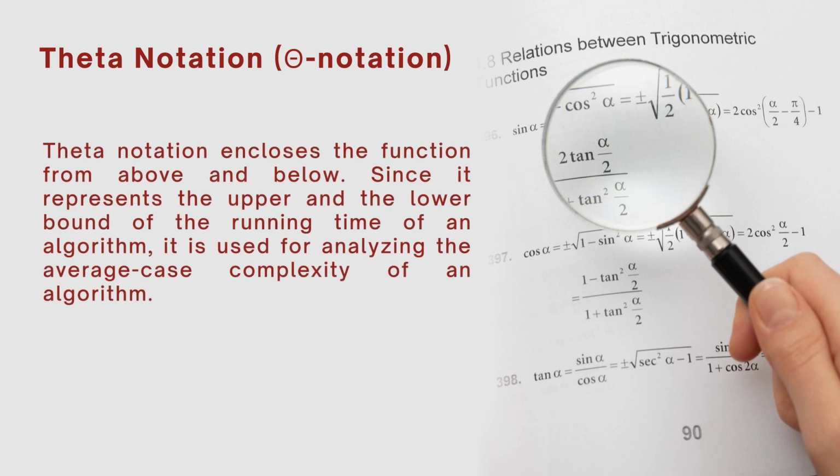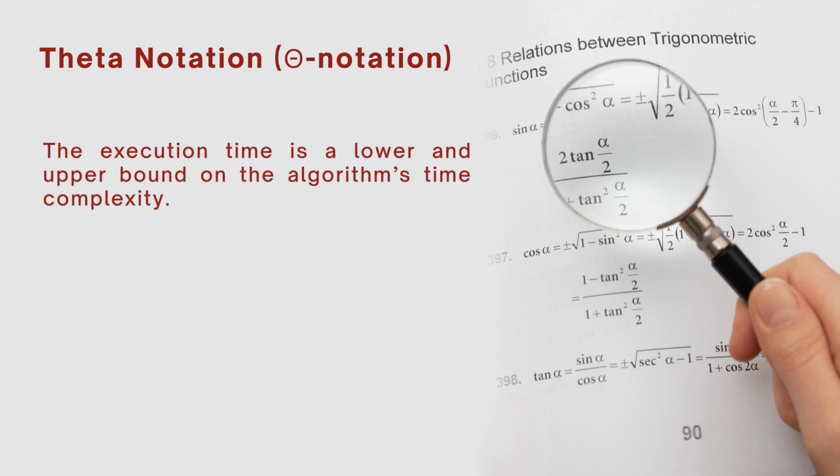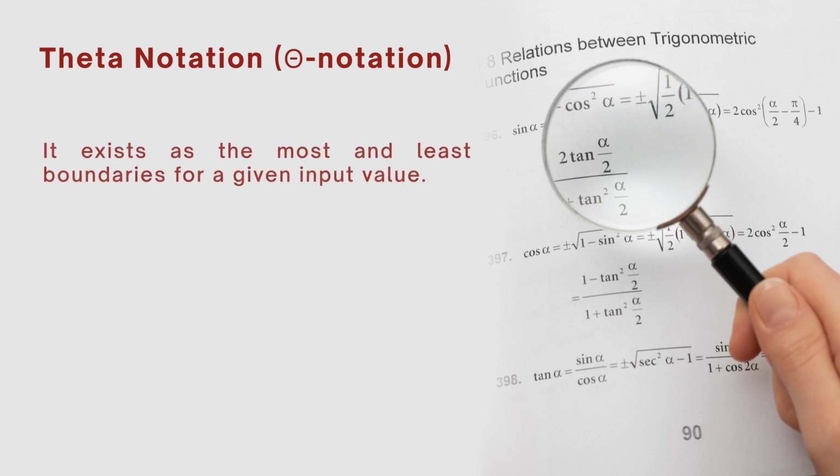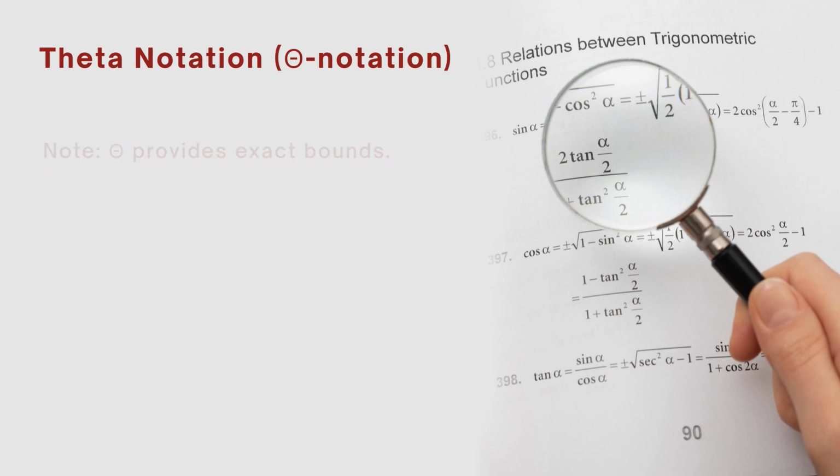Since it represents the upper and lower bound of the running time of an algorithm, it is used for analyzing the average case complexity of an algorithm. So the execution time has a lower and upper bound on the algorithm's time complexity. It exists as the most and least boundary for given input values. So theta provides the exact bound. Exact means average bound, that is, upper and lower bound.